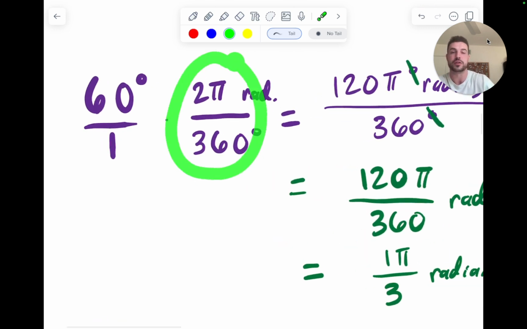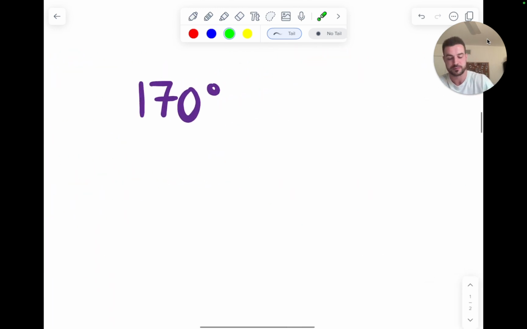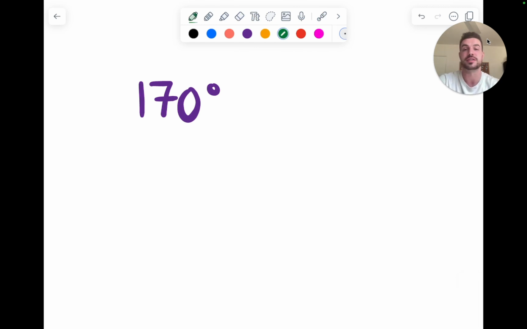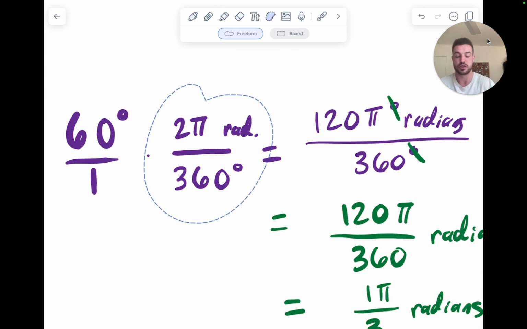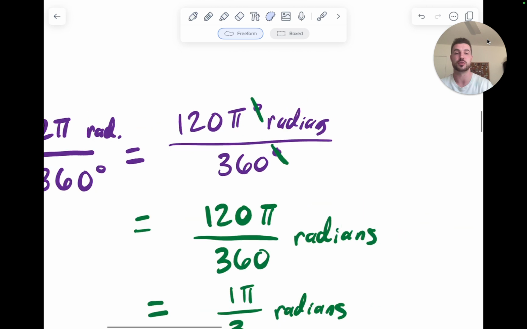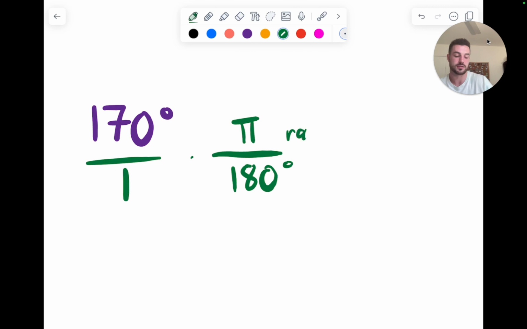Now, some of you might have noticed that this might not be the easiest value for us to use, because in the beginning, we could see 2 goes into both of these. So we could actually use any values that are equivalent to each other. So in this next example, we are going to convert 170 degrees to radians. So I'm going to multiply by a value that's equal to 1. Well, this time I'm going to simplify it. So instead of using 2 pi radians divided by 360 degrees, I am going to use pi radians over 180 degrees.